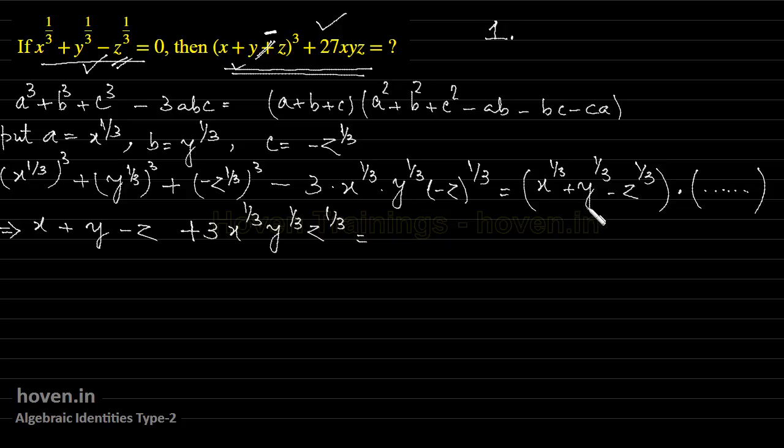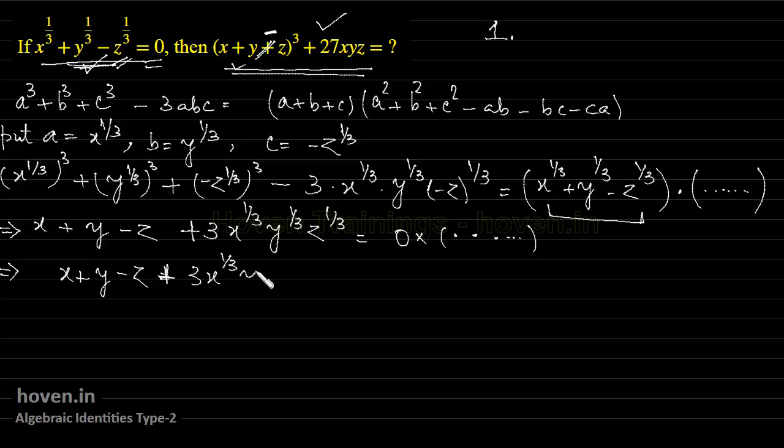Now what is this x to the power 1 by 3 plus y? This expression is known to be 0 from what has been given to us already. So we'll write it as 0 multiplied by the remaining part of the expression, which probably we won't need because 0 multiplied by anything is 0 only. So here I'll write, which implies x plus y minus z is equal to, so I'll write it as plus y raised to the power 1 by 3, z raised to the power 1 by 3 is equal to 0, because 0 multiplied by anything is 0.